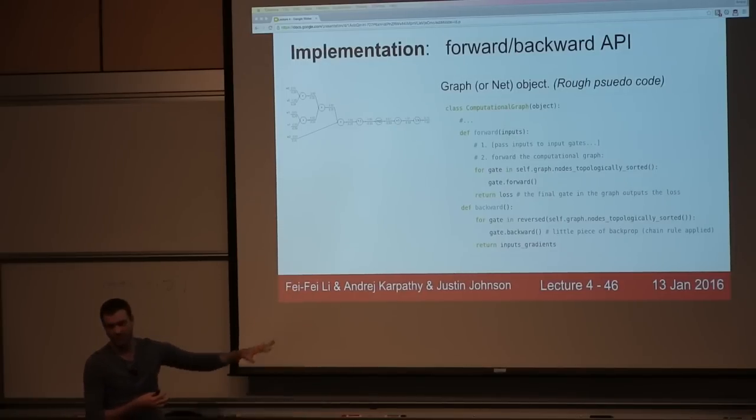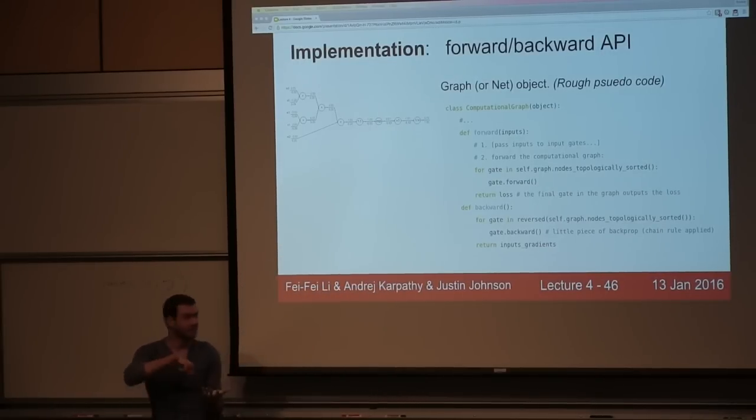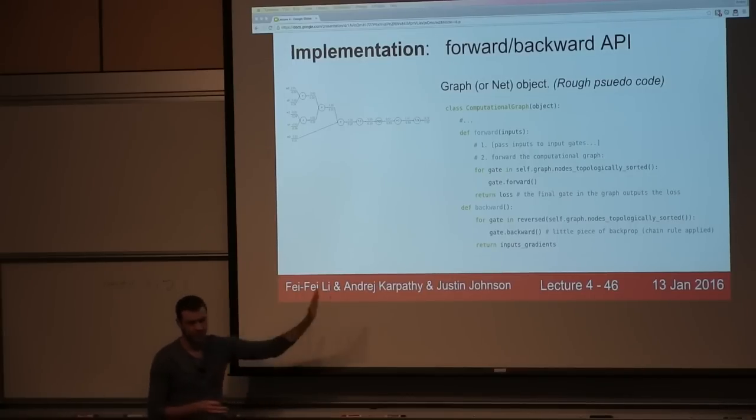And this is just pseudocode, so this won't run. But basically, roughly the idea is that in the forward pass, we're iterating over all the gates in the circuit and they're sorted in topological order. What that means is that all the inputs must come to every node before the output can be consumed. So these are just ordered from left to right.